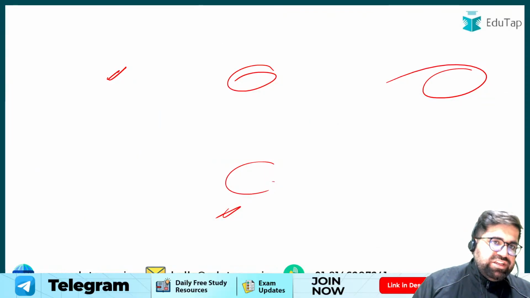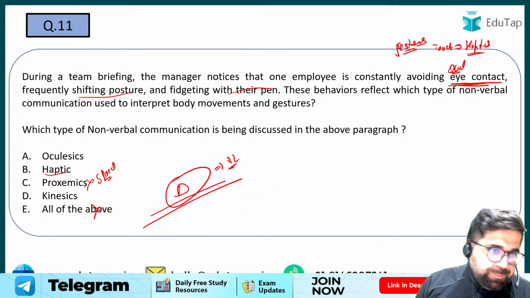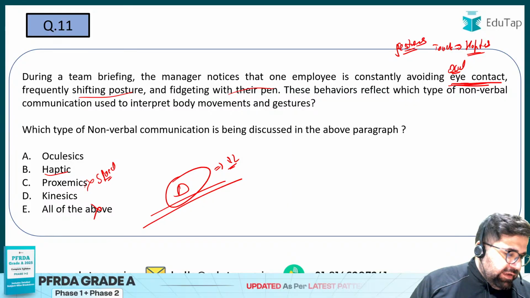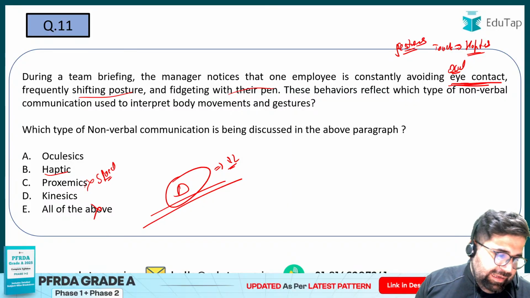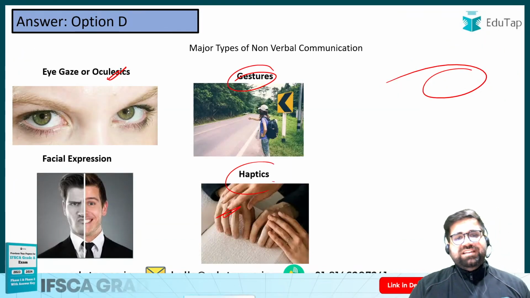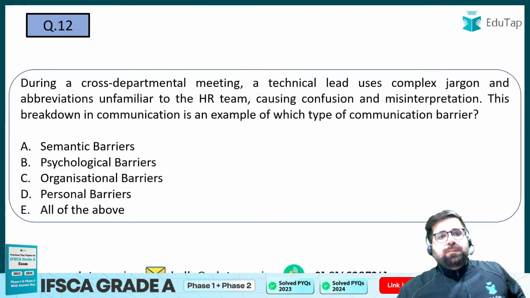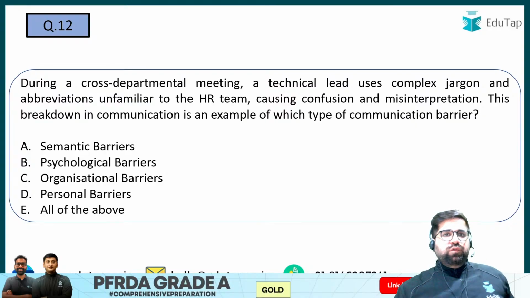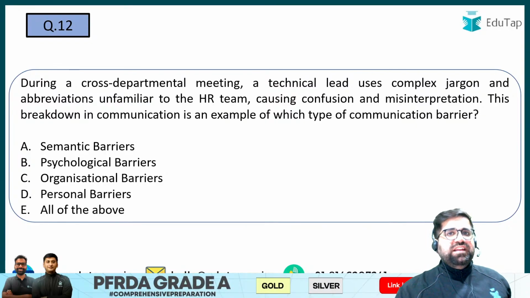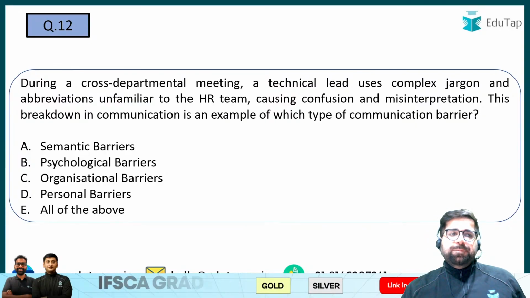Now let me see in the chat who has given the right answer for 11. 11th E, 11th B, E, B. Nobody. Quite surprising. But the correct answer over here will be option number D. Moving forward to question number 12. No worries, this is just a concept revision series, so you have to understand it.